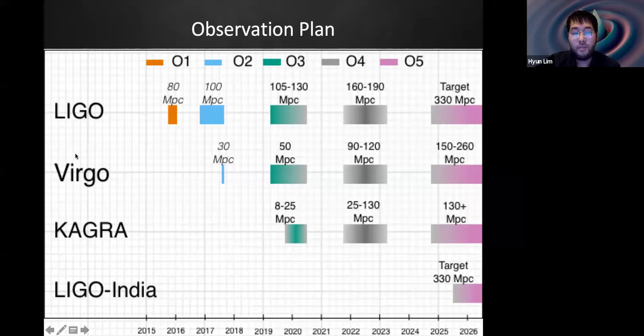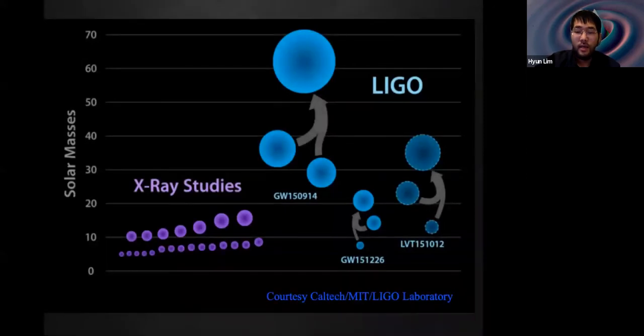In O3, both LIGO and Virgo operated, and another gravitational wave observatory called KAGRA, located in Japan, also started to join. There's also a plan for LIGO India around the middle of 2025. So there are more plans to expand. That's the rough picture of the first LIGO observation runs.